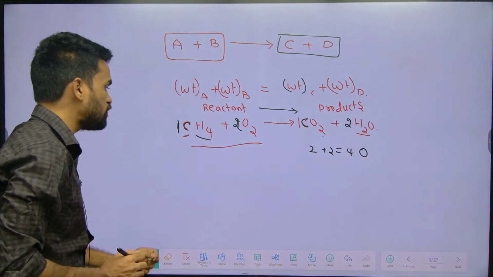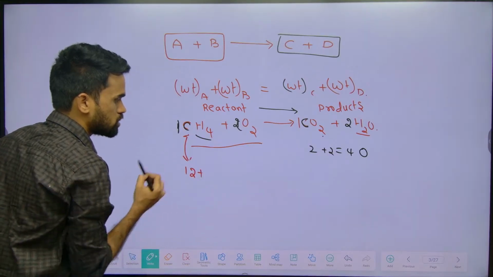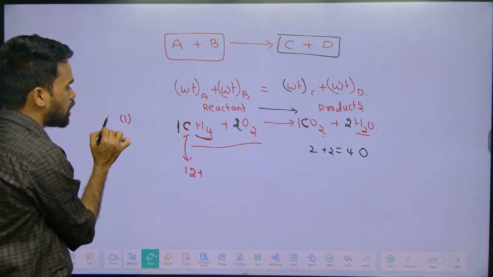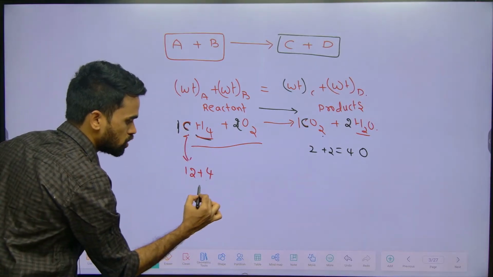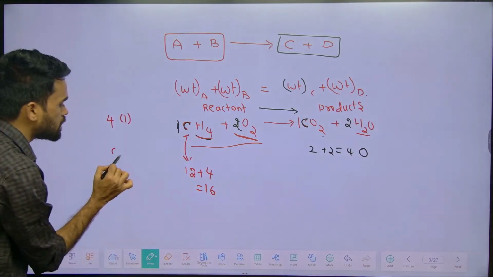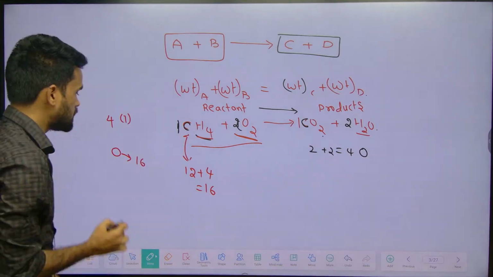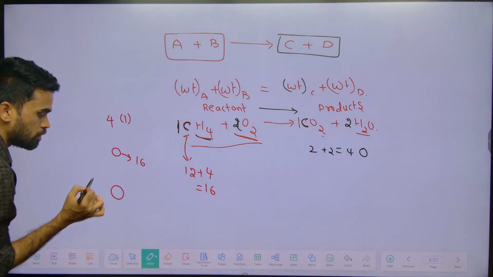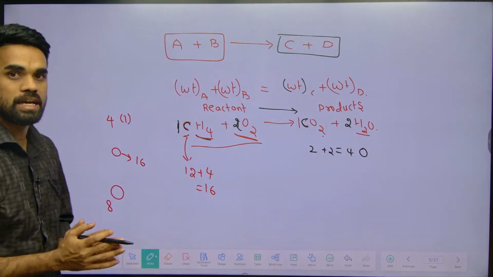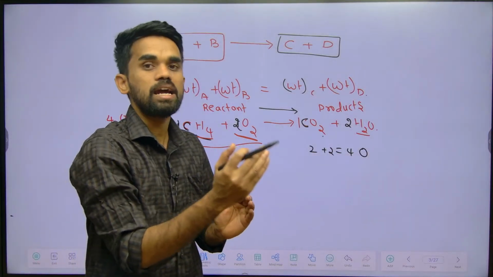Now let us consider their masses also. For carbon, the atomic mass is 12, and each hydrogen is 1, and we have 4, so it is 4. So the total here is 16. And what about these oxygens? One oxygen has an atomic mass of 16. How can you find the atomic mass? First of all, you need to know its atomic number. What is the atomic number of oxygen? It is 8, which indicates it has 8 protons as well as 8 electrons.